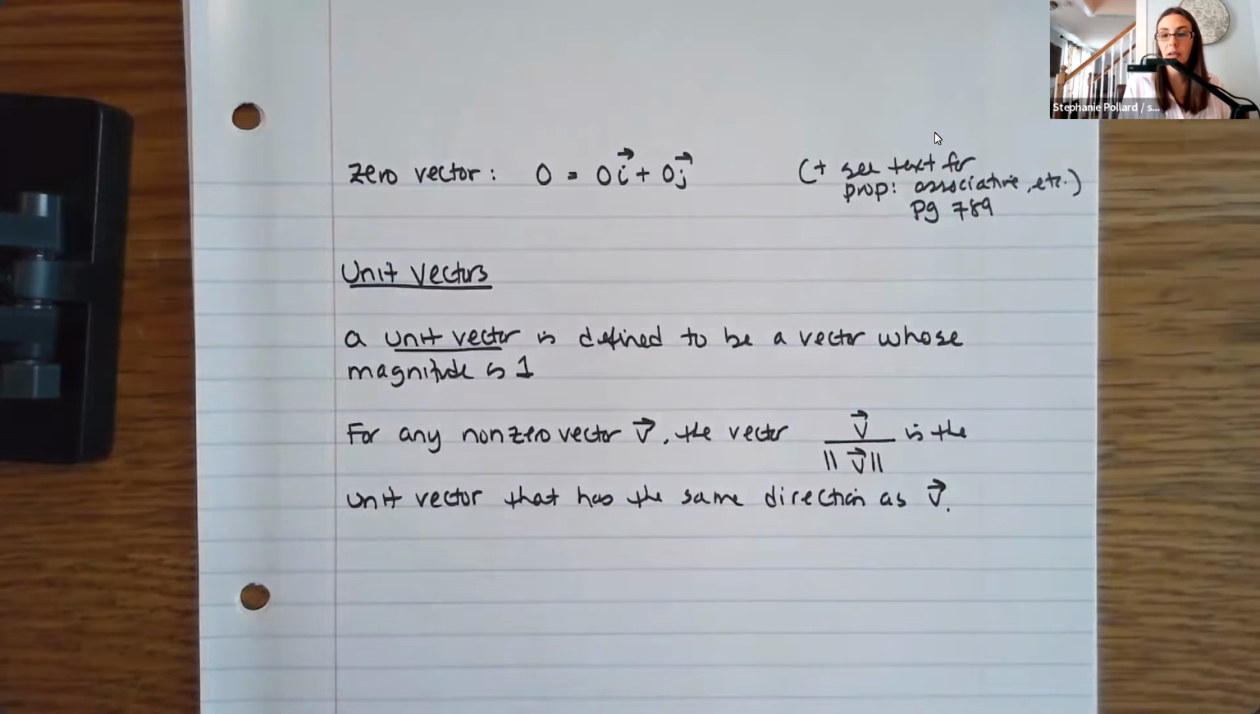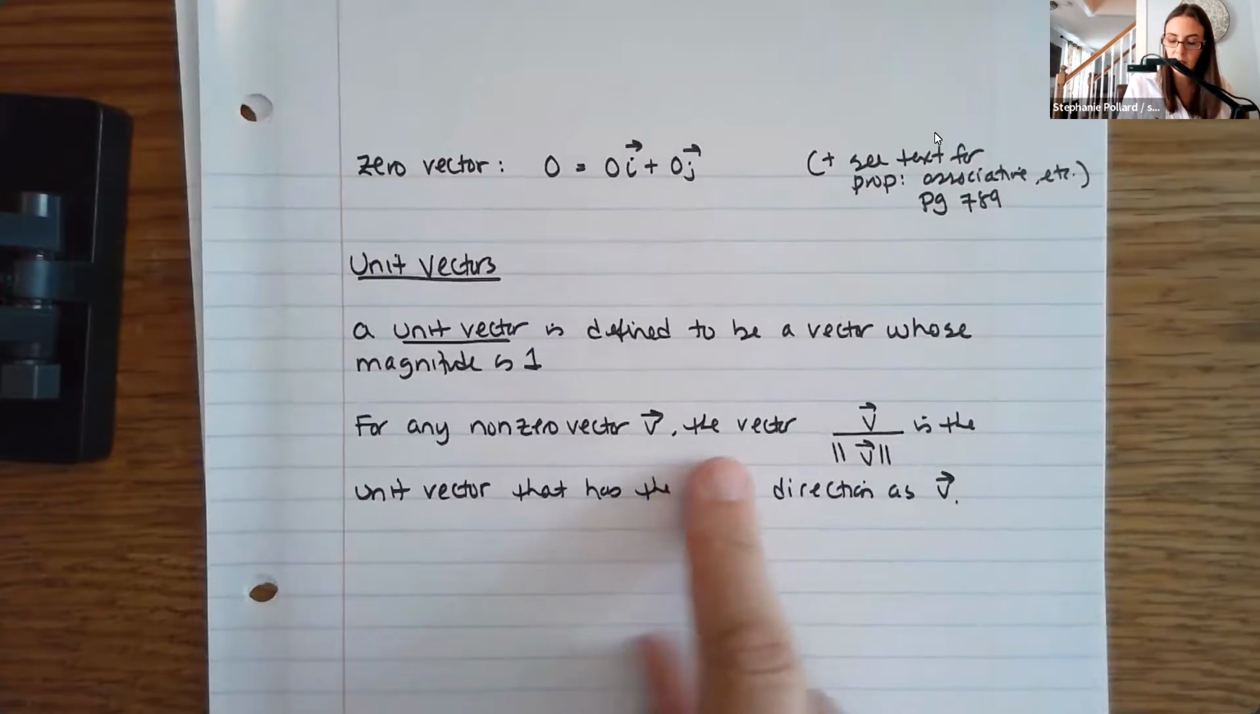Let's talk a little bit about unit vectors. We've seen two special unit vectors so far, i and j, but there are many unit vectors, and a unit vector is any vector whose magnitude is 1. So let's say you have a vector and you want to find the associated unit vector for it.